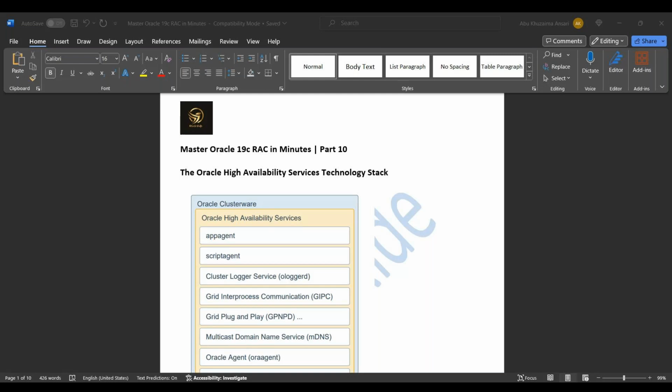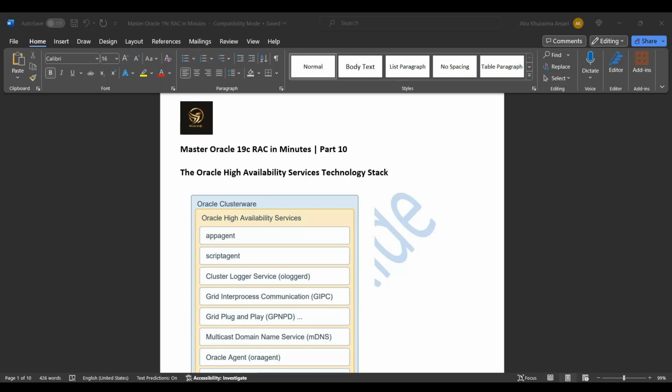Today I will tell you about the second part of the clusterware technology stack. Yesterday I discussed the CRS technology stack. Today I will discuss the OHAS technology stack, that is Oracle High Availability Services Technology Stack. Basically, this service contains many processes. The first one is the agent. It protects any resources of the application resource type used in previous versions of Oracle Clusterware.